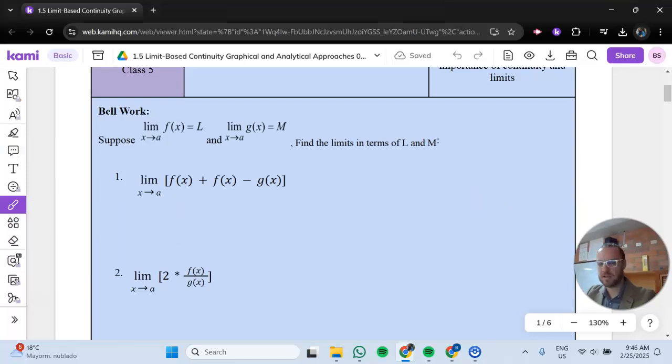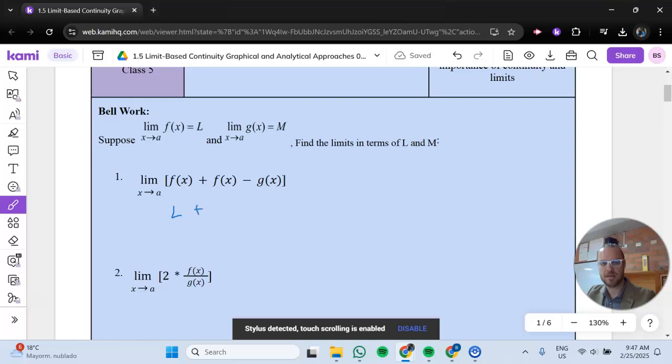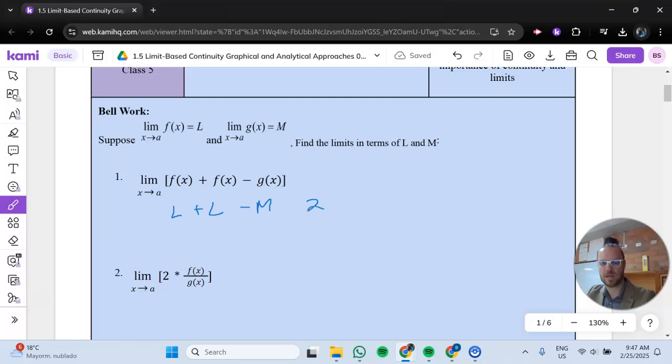So what we've got here is that the limit as x approaches a of f of x is L, and the limit of g of x as x approaches a is M. So when we're combining these things, as we learned in our last lesson, we can separate this into three separate limits. And in doing so, this would, of course, just be L, because it told us that. This one would also be L, and this one would be M. Or we could say 2L minus M.